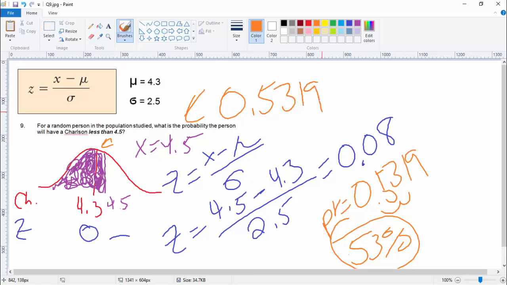0.5319. And if you just sort of reality check yourself, just imagine you had 100 people, these kidney dialysis patients, and they really did, if you measured their mu and their standard deviation, it really came out to that. What it means is that if you went to go grab somebody out of the crowd with a Charlson of less than 4.5, well, that's a little more than half of the people, so about a little more than 50%. When you grabbed them, they would have that attribute.